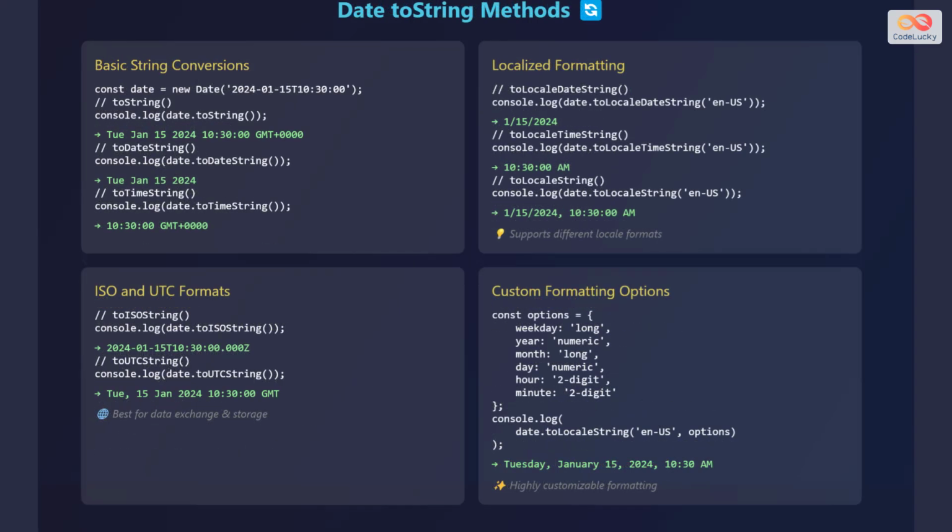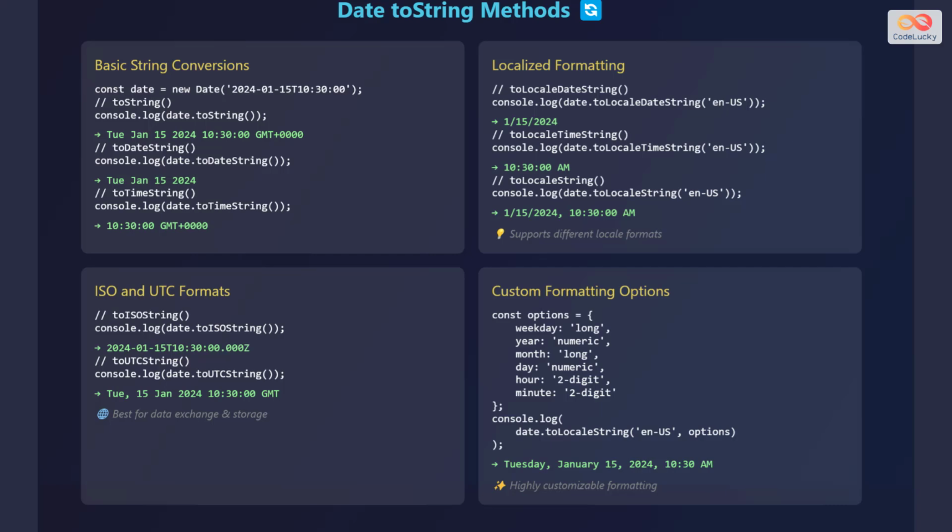Let's now explore date-to-string methods, which are used to convert date objects into strings in various formats. The first section demonstrates the basic string conversion methods. The toString method returns a human-readable string that includes the date and time, along with the time zone. The toDateString method returns only the date part of the string, whereas the toTimeString method returns only the time part of the string, including the time zone.